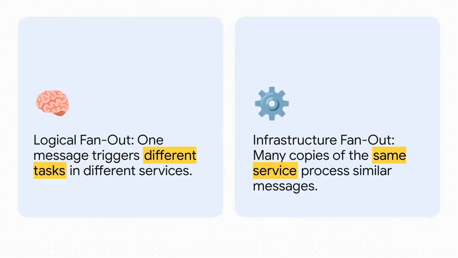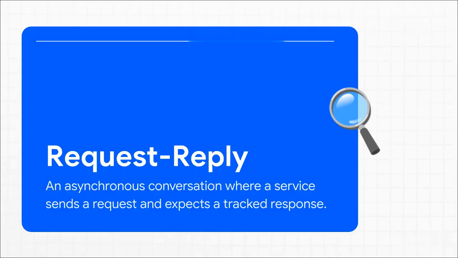Now, it's actually really helpful to think of fan-out in two different ways. First, you've got logical fan-out. That's where one event triggers different jobs in different services. But then you also have infrastructure fan-out, and that's all about raw speed. It's about making tons of copies of the same worker to chew through a massive flood of similar tasks all at once.